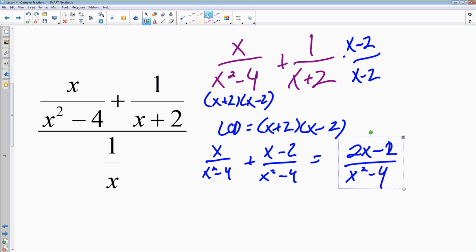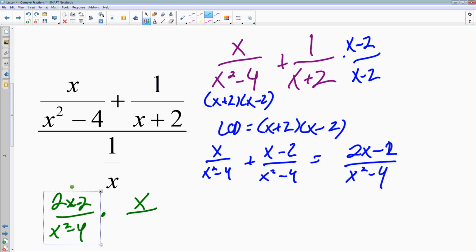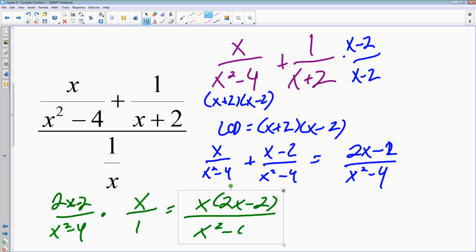So now we can keep this first fraction, change multiplication, and flip the second fraction. And really nothing's going to happen there. That's going to stay as is pretty much. You could distribute the x through. You don't have to. But nothing will cancel for you.